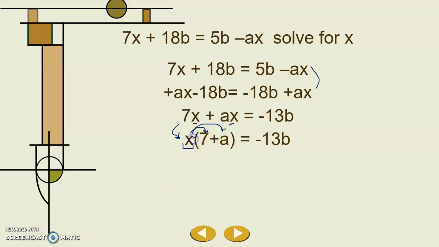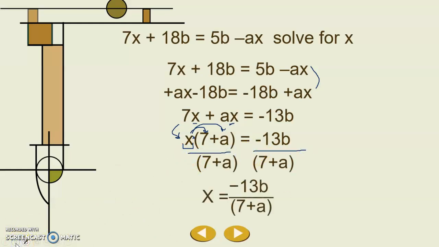It's still being multiplied by this 7 plus a. I've got to do the inverse operation, which we know is division. So I'm going to divide both sides by 7 plus a. That leaves us with x equals negative 13b over 7 plus a. I've solved for x. Even though I don't have a numerical value, I have this equation rewritten in terms of x equals.